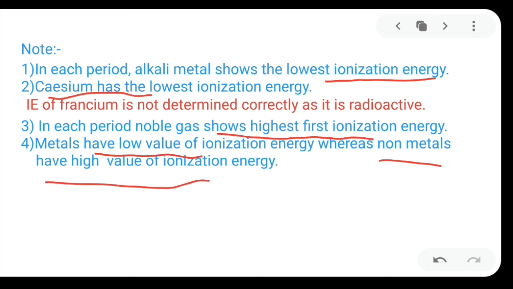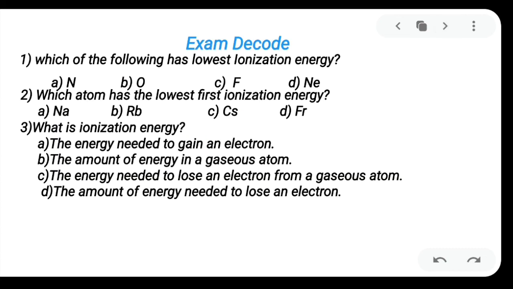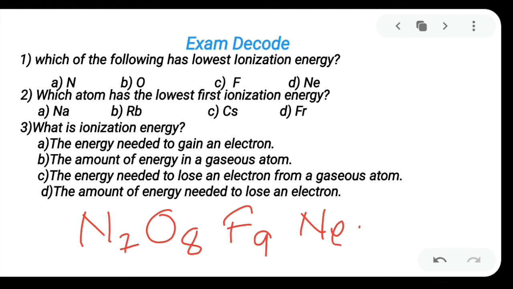So now let us discuss a few questions in the exam decode session. My first question is: which of the following has the lowest ionization energy? You can see in the options all the elements belong to the second period. Now let us write the correct sequence. Nitrogen is atomic number 7, then oxygen is 8, then fluorine is 9, and neon is 10. As we know, when we move across a period from left to right, the ionization energy increases.